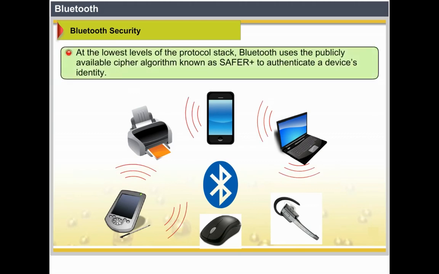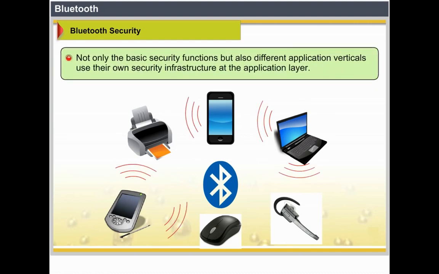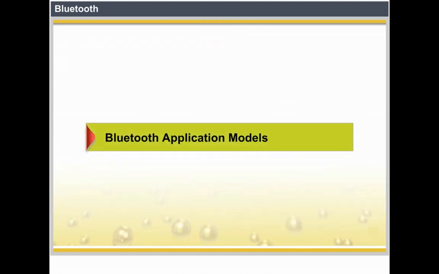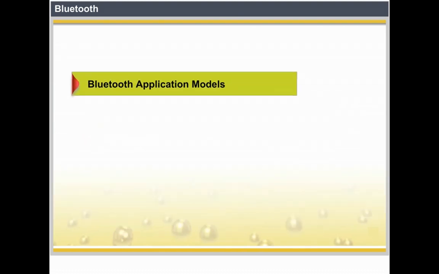At the lowest levels of the protocol stack, Bluetooth uses the publicly available cipher algorithm known as SAFER+ to authenticate a device's identity. In addition to these basic security functions, different application verticals use their own security infrastructure at the application layer. Bluetooth application models.